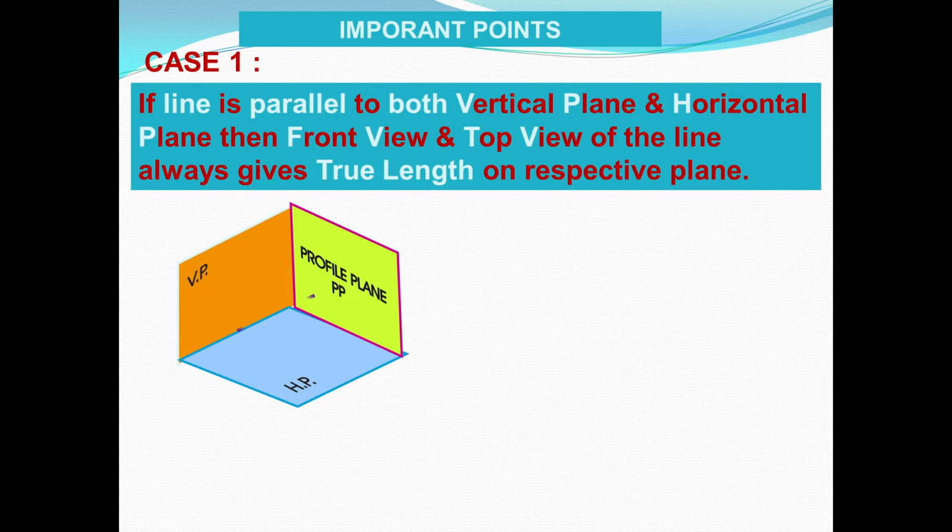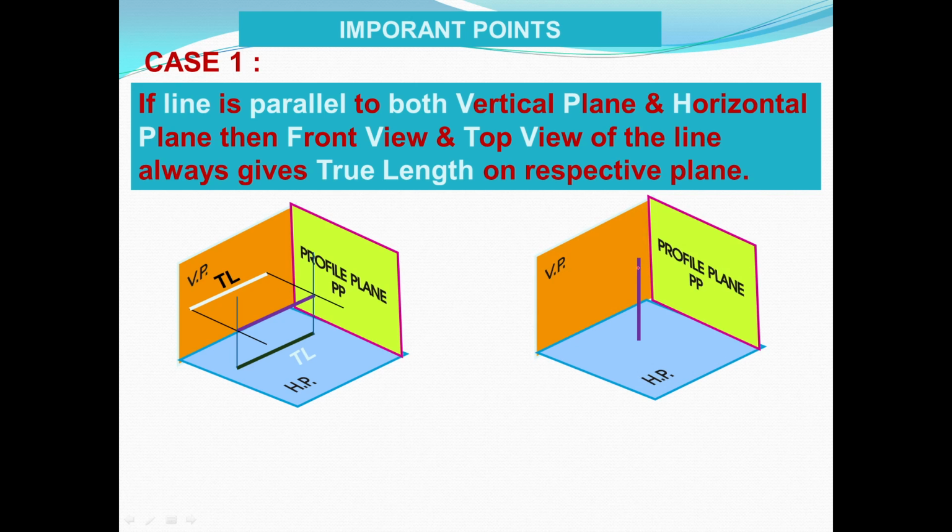Important points: how exactly do we draw the line part? If a line is parallel to both the vertical plane and horizontal plane, then the front view and top view of the line always give us the true length. If you are looking towards the object and the line is parallel to the vertical plane, we have to draw the same line length on the vertical plane. So in the projections of the line, we get the true length, and in the top view also we get the true length.